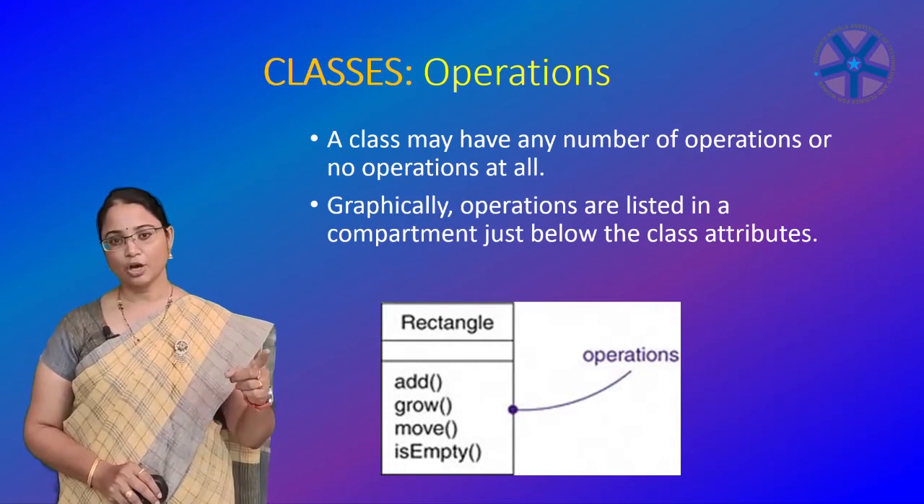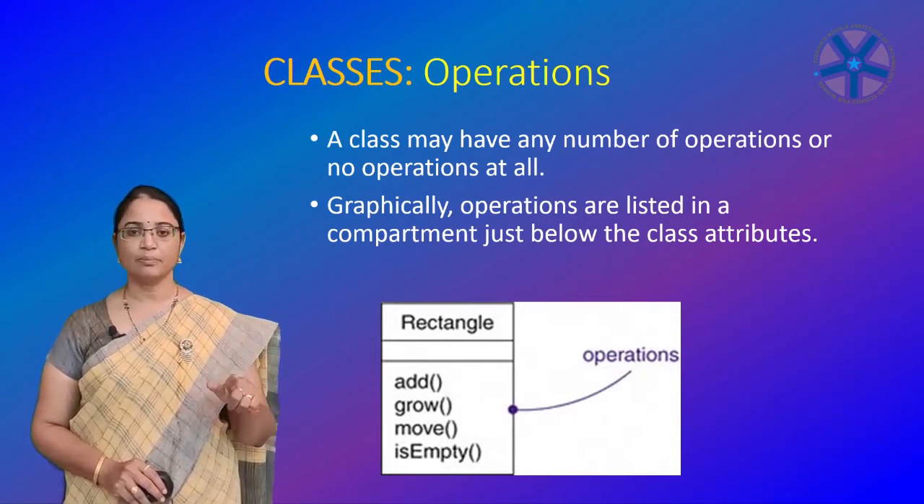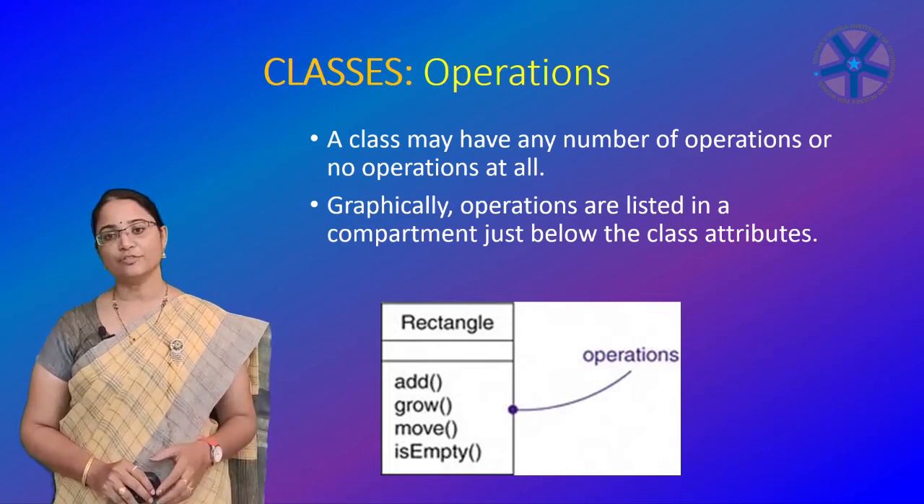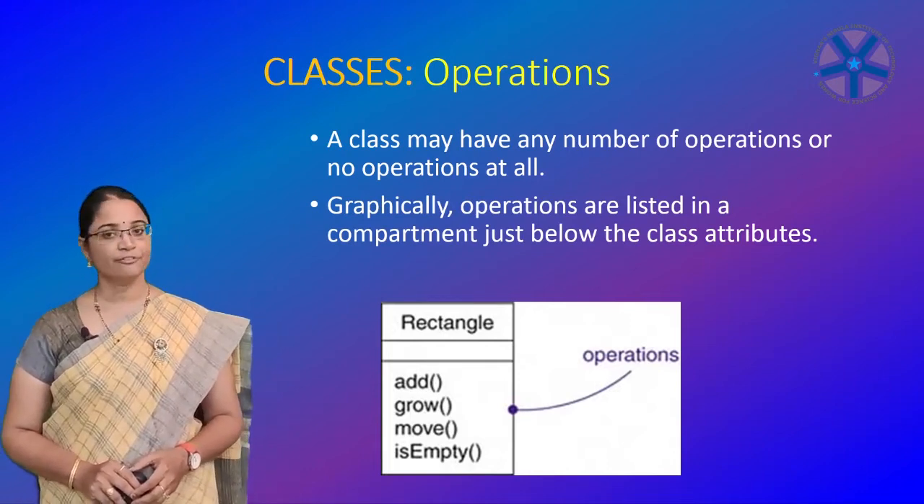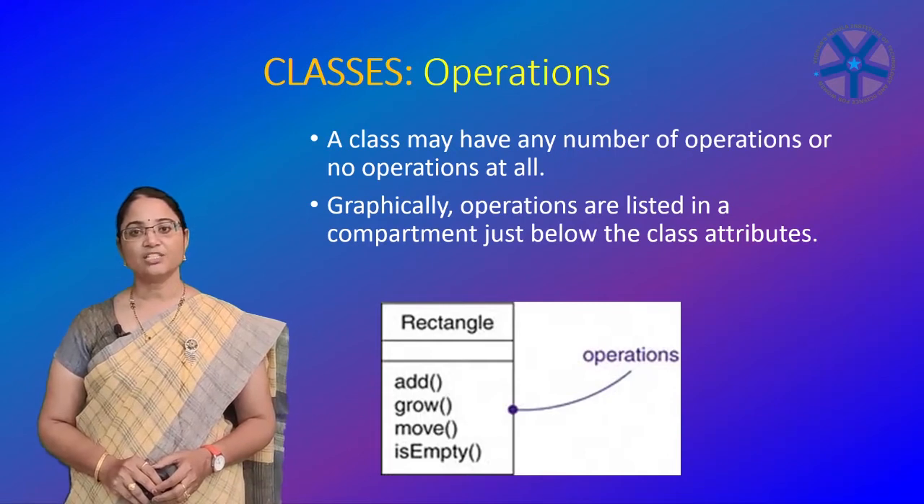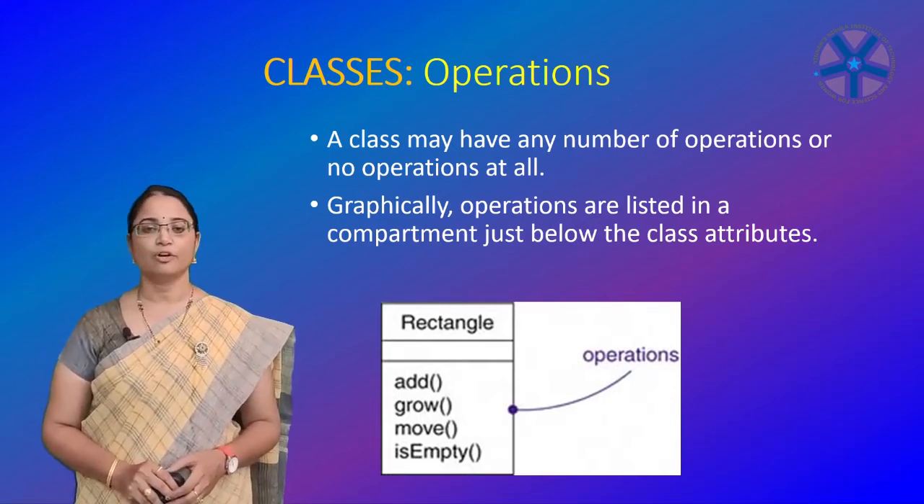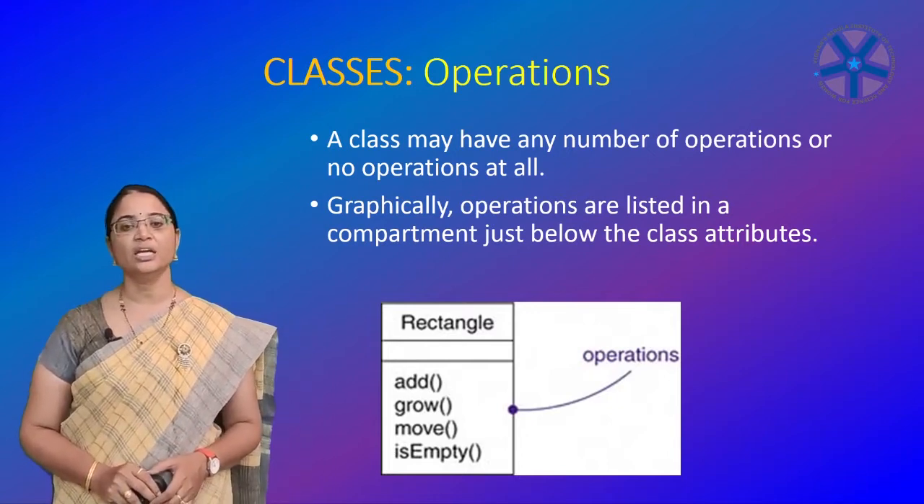The first compartment has the name of the class. In the second compartment you have the attributes of a class. In the third compartment you will take the operations of the class. You can see that in the figure. Here we have the class name as rectangle, and as I told you, a class may or may not have any number of attributes. So here we have not taken any attributes.